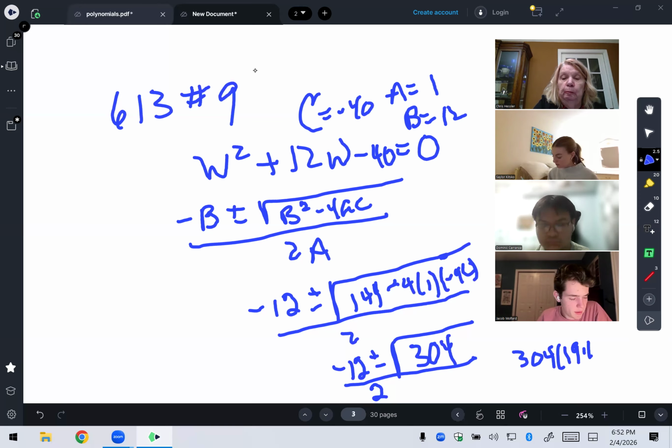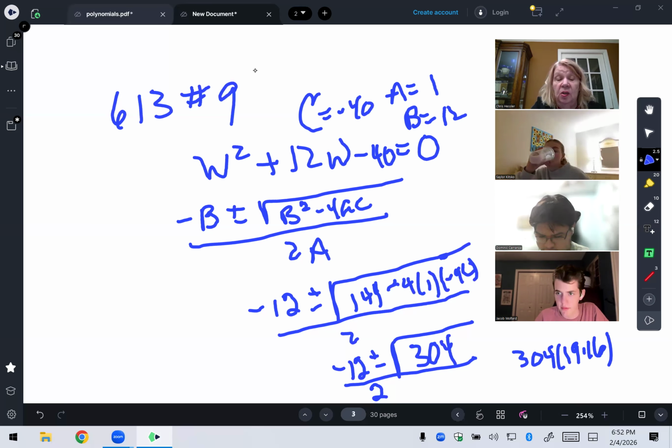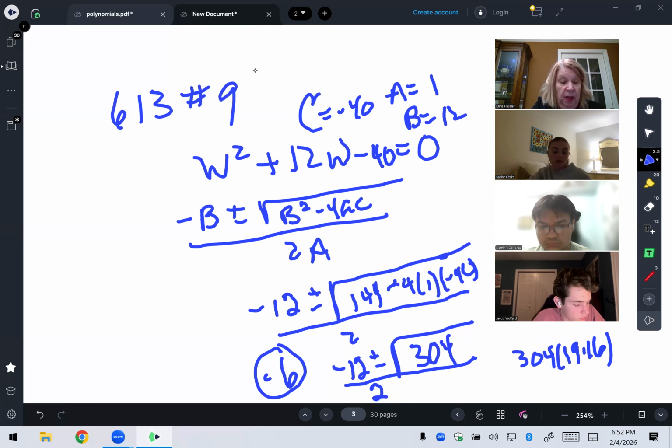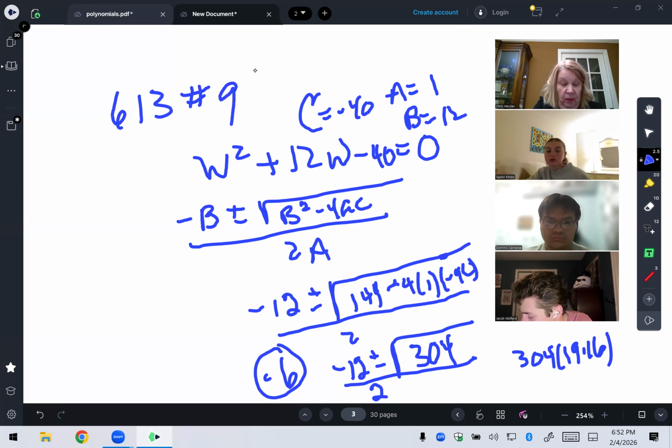So what you could do here, do you see when we start this, we get negative 12 over 2, which is a negative 6. And somebody in Sunday's class said the only one with a negative 6 is D, and they were right. So I'm done. But if we had this difficulty of 304, that's just 19 times 16. 16 is a perfect square.